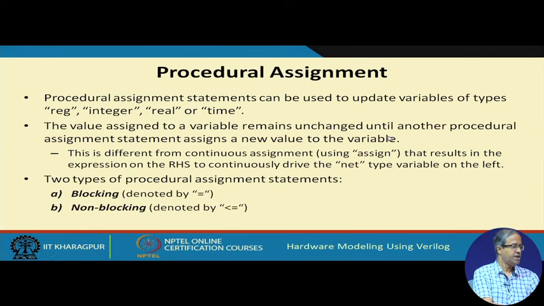Broadly speaking, these assignment statements inside procedural blocks can be blocking or non-blocking, and they are denoted by the assignment operator. Blocking is denoted by equal to, and non-blocking is denoted by the arrow symbol, less than equal to, this symbol. This means arrow.